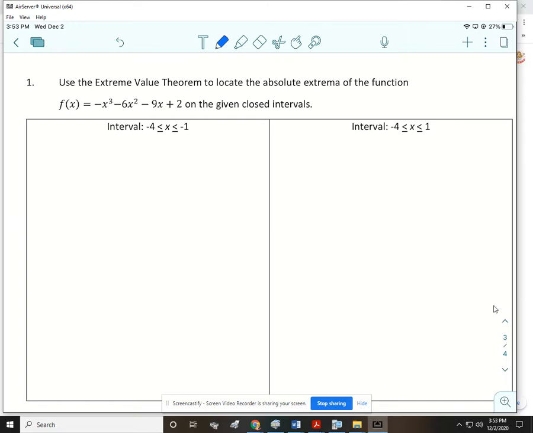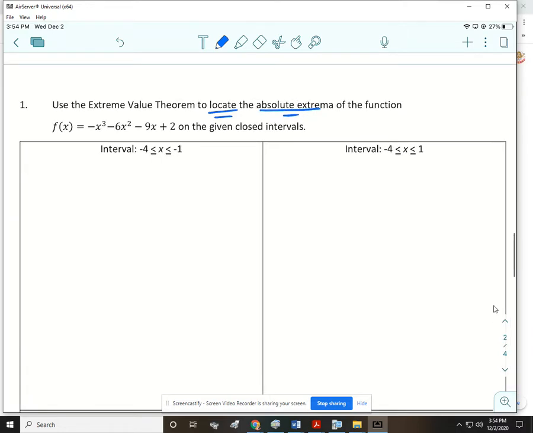So when you're doing these extreme value theorems, you need to know, are they asking where the extreme values live, or are they asking what are the extreme values? So locate is a clue. So they're asking you to locate the absolute extrema. So they're asking, where do they live?